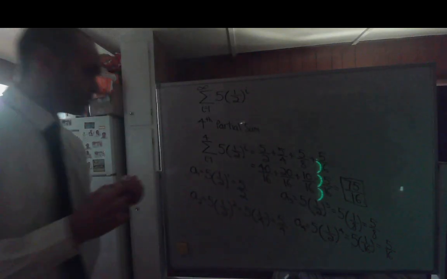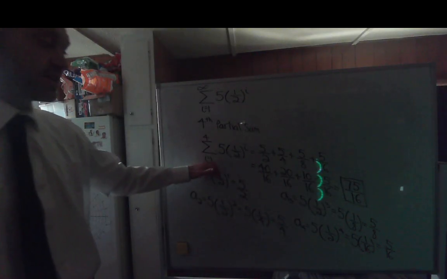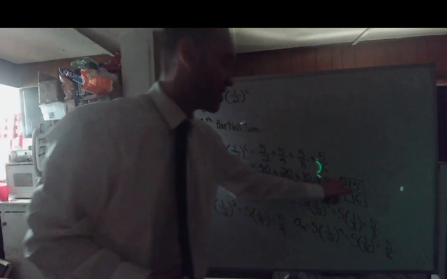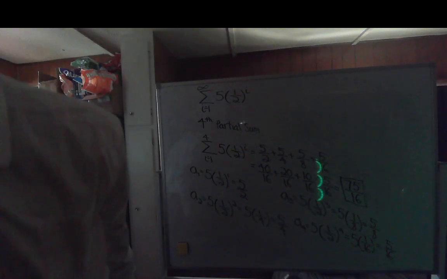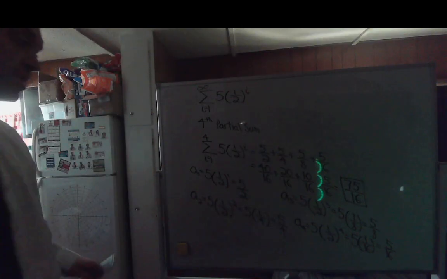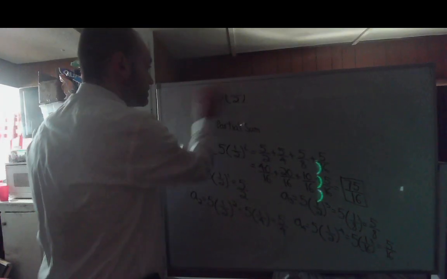So the fourth partial sum of this infinite series, if you just go from 1 to 4, is 75/16. Well, let's do one more partial sum, and then we'll be done with the lesson.